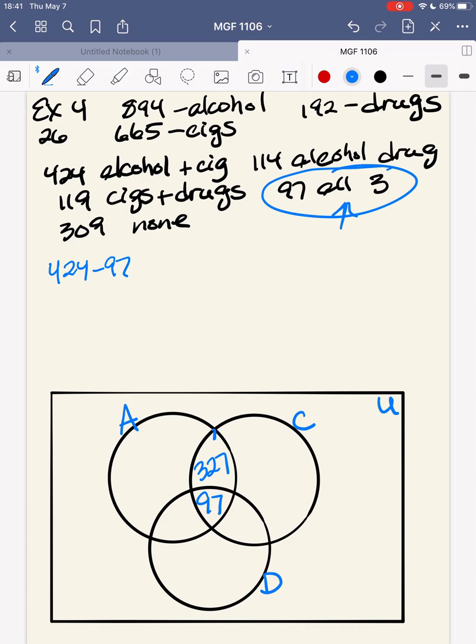Same if I'm going to go ahead and look at alcohol and illegal drugs. Okay, so I have 114 people that do alcohol and illegal drugs.